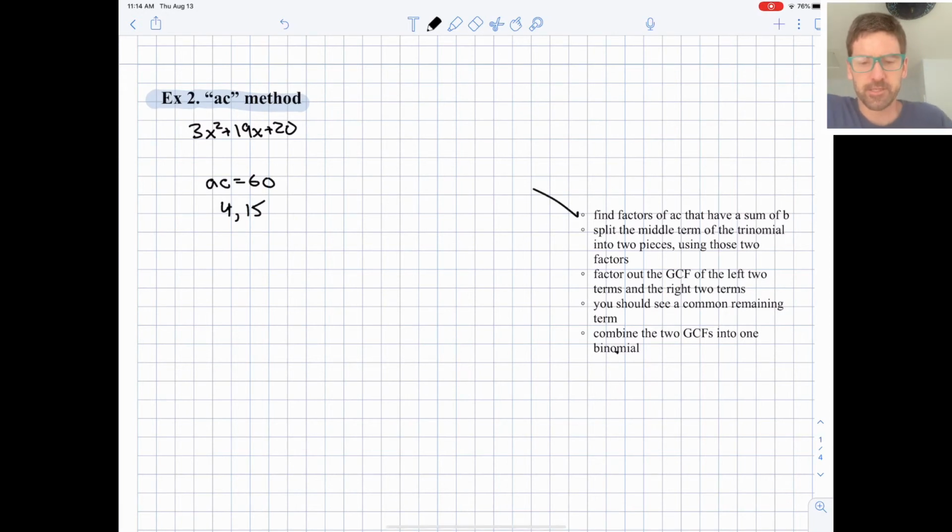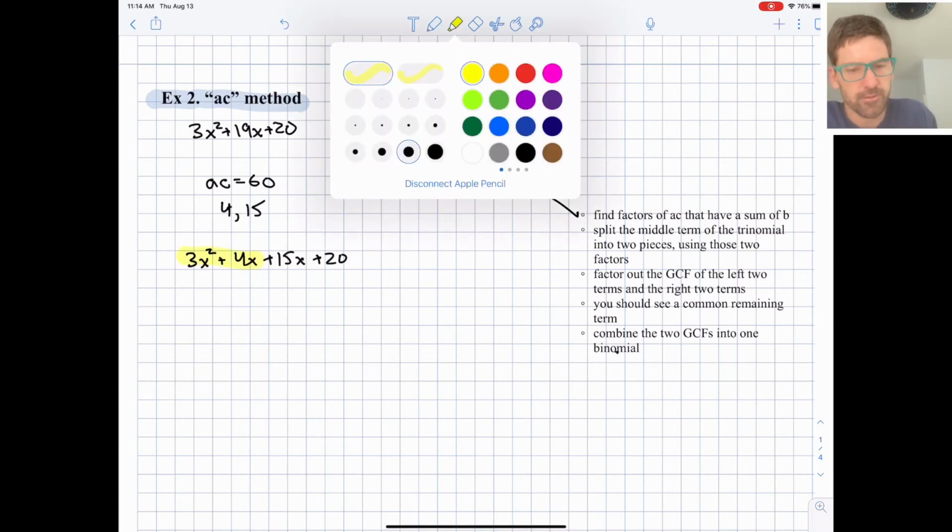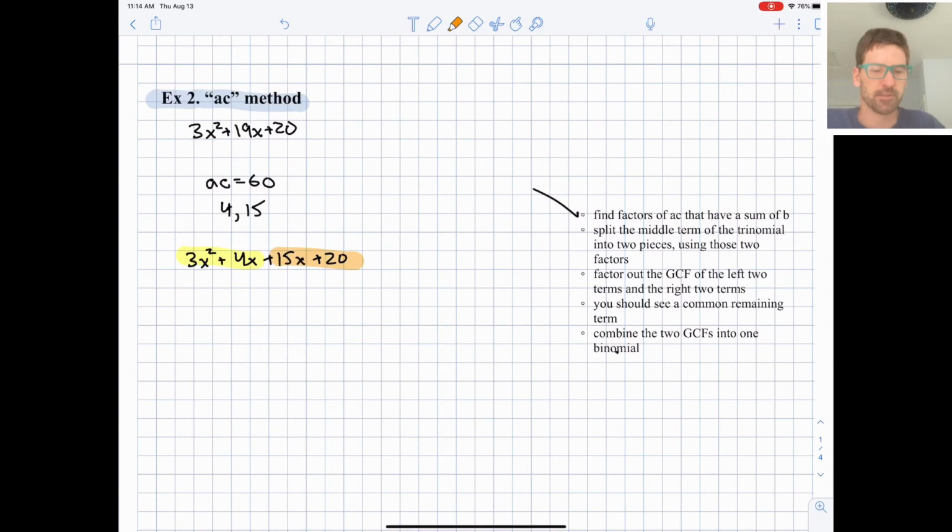So we did that first step. Split the middle term of the trinomial into 2 pieces using those 2 factors. So we have 3x squared plus 4x plus 15x plus 20. It doesn't matter if we put the 4x or the 15x first. This combines together to give us the 19x. We haven't changed the problem, we just split it up. And now we will be doing sort of 2 separate GCF problems.